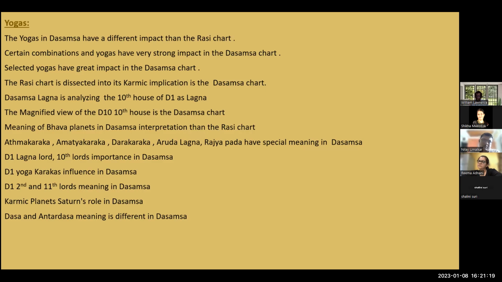So it's very, very important where the D1 lords are, what they signify, where they are in D10, and how it changes the whole picture. You can't simply see it like the D1 role. The D10 has a totally separate role, and there's a connection between the D1 and D10. You must relate it. That will open up a lot of rules and principles of understanding.